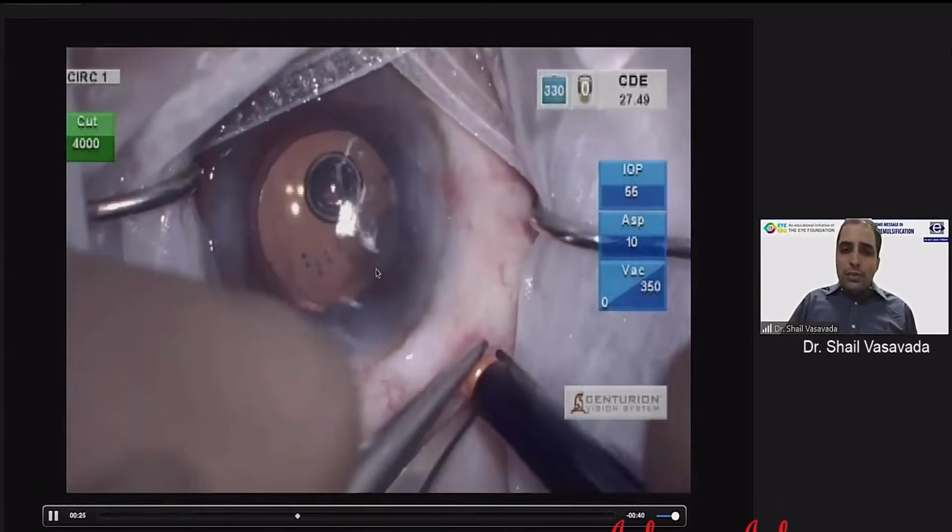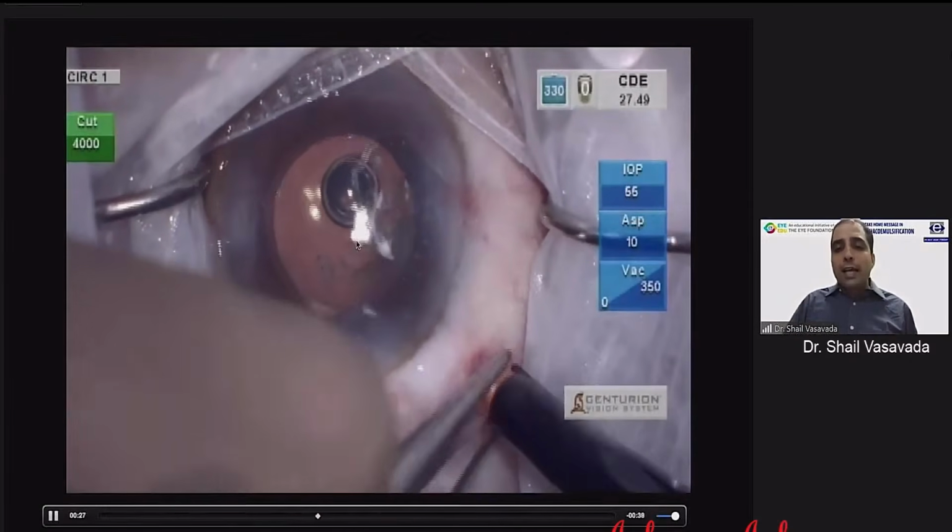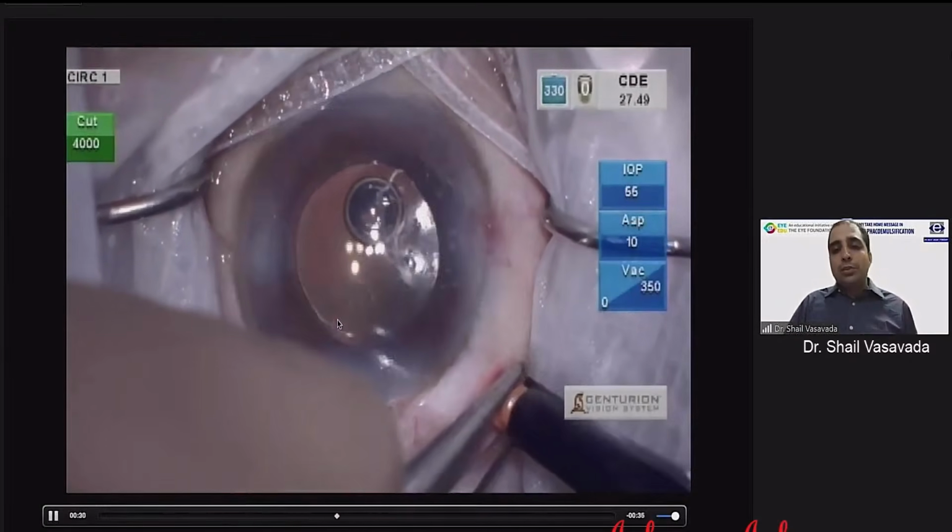It's important to make sure that the wounds are well sealed, and if you find any hypotony, you must suture the wounds. There is no shame in doing that.